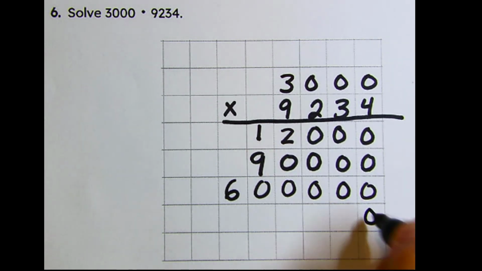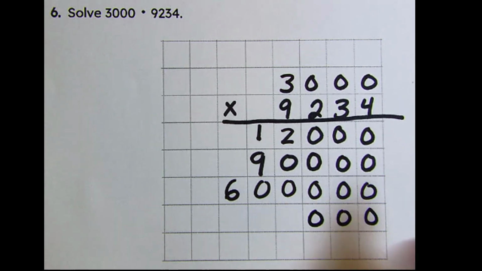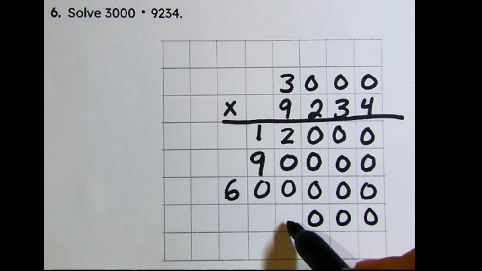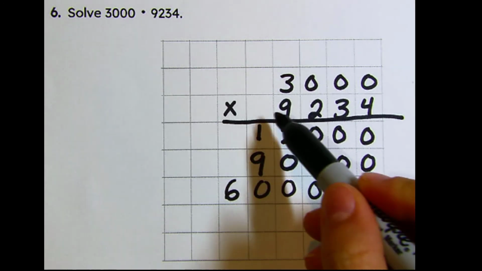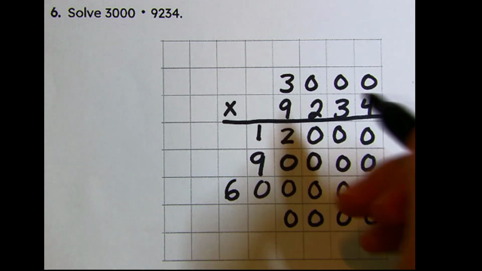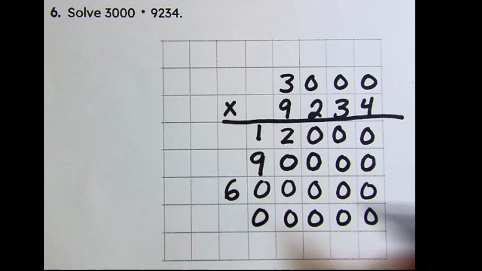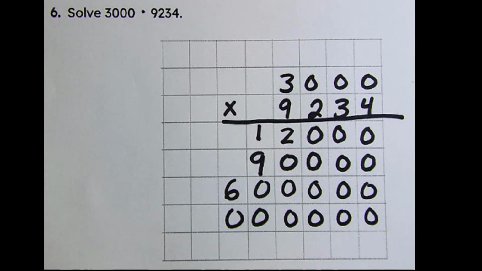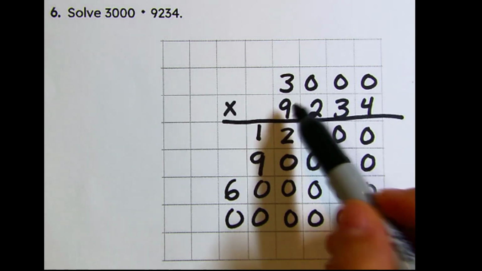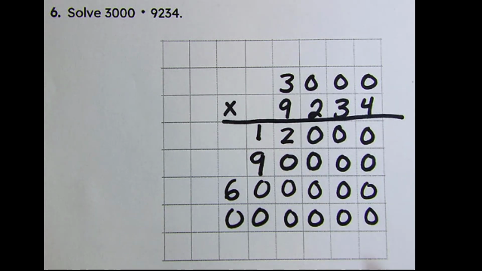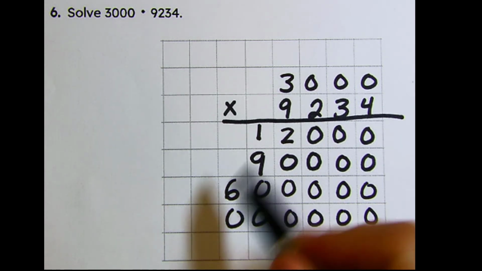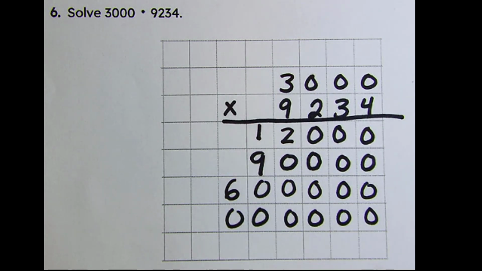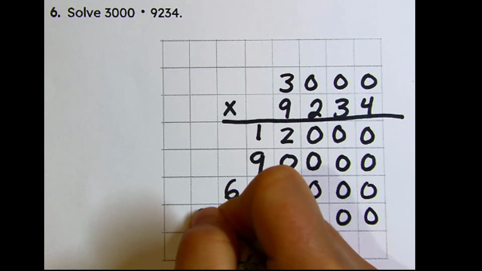Now, last I want to multiply by 9,000. I shift over 3. I add 3 zeros, so I start in the thousand position. 9 times 0 is 0. 9 times 0 is 0. And 9 times 0 is 0. Here I have 1,000 times 1,000. 1,000 times 1,000 is going to give me 1,000,000. And then 9 times 3 is 27. So that would be 27 million.